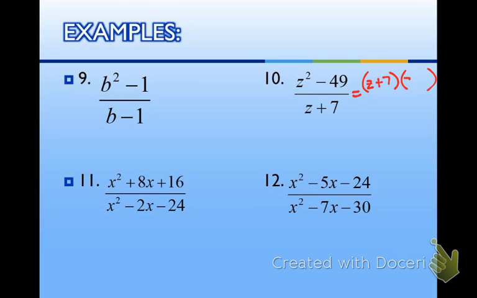Good. Z plus 7, Z minus 7, which means what cancels out? The Z plus 7. Now notice, even though they didn't put their Z plus 7 in parentheses, it still cancels out with our Z plus 7 in the numerator. And what are we left with? Z minus 7. If you want to put it over 1, you can, but you do not have to.